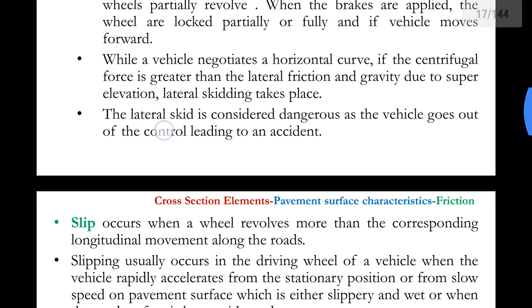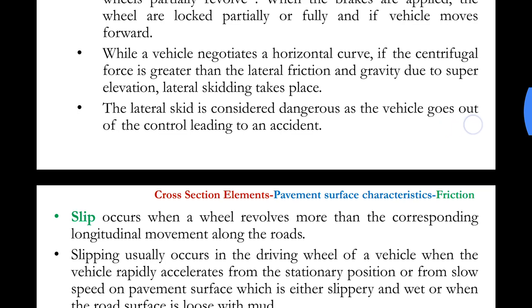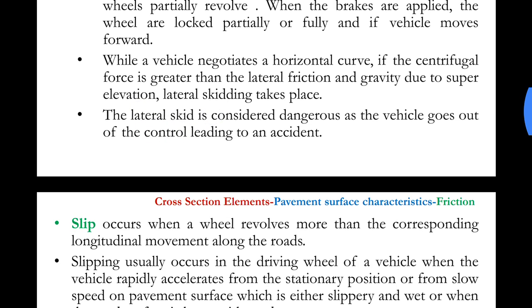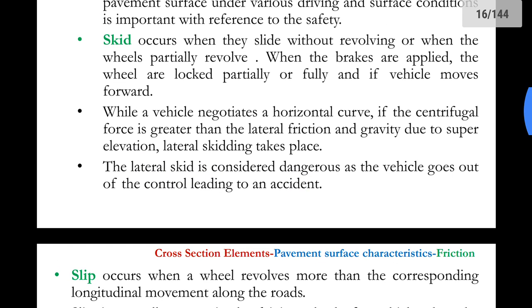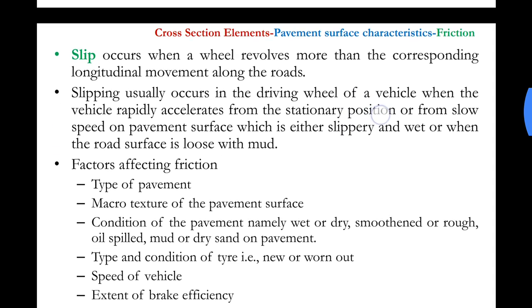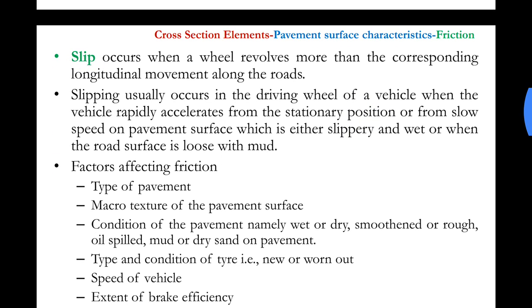The lateral skid is considered dangerous as the vehicle goes out of control, leading to an accident. So lateral skid is considered more dangerous as compared to longitudinal skid. The next type of condition is slip. So what is a slip now?